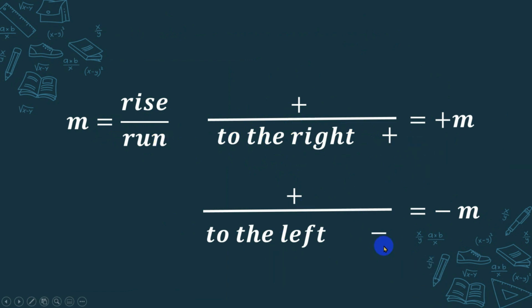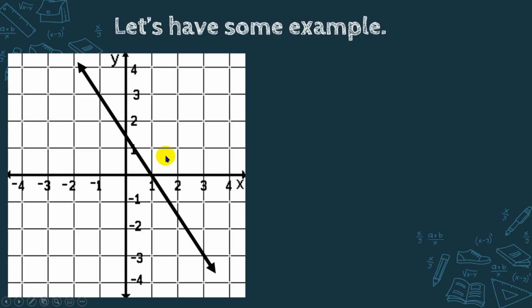Pag to the left ng ating run, negative. Okay, let's continue our example. We have here another line downward from left to right. Siya po ay may negative slope. Alam natin agad na magkakaroon siya ng negative slope. Pero ano yung kanyang exact slope?